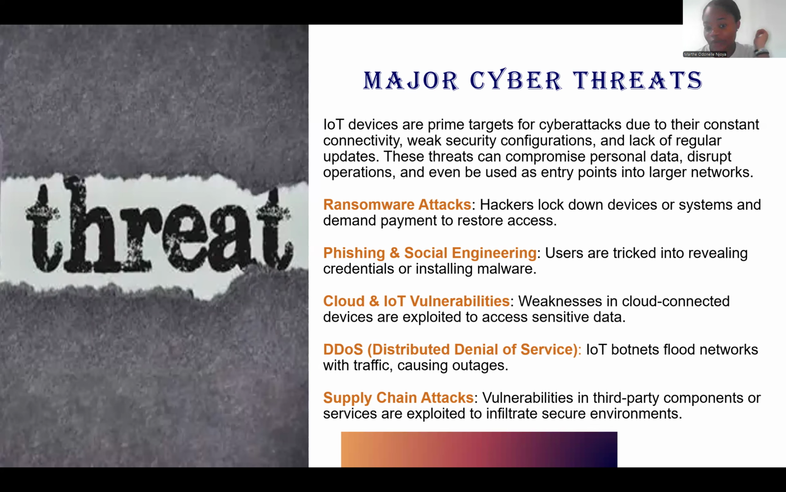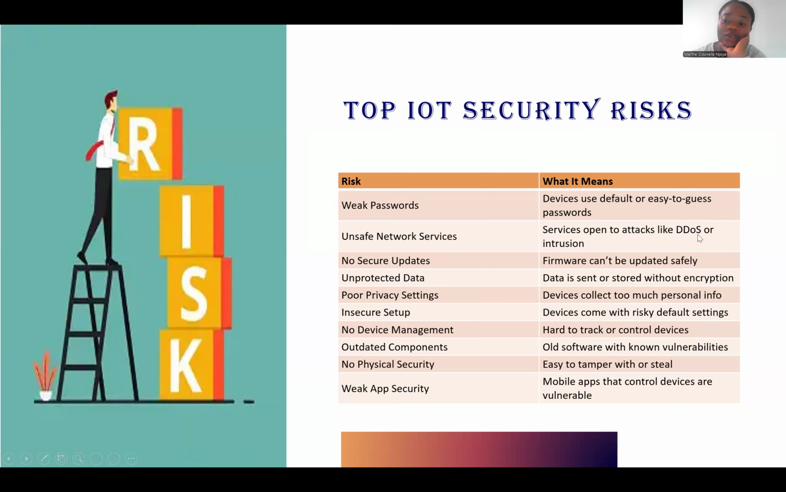So some top IoT security risks are weak passwords. What this means is the device uses default or easy to guess passwords. Unsafe network services: services open to attacks like DDoS or intrusion. Another risk is no secure updates, which means firmware can't be updated safely.